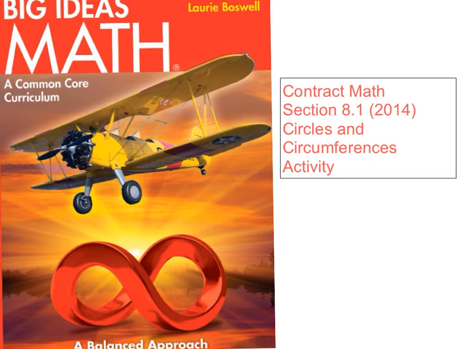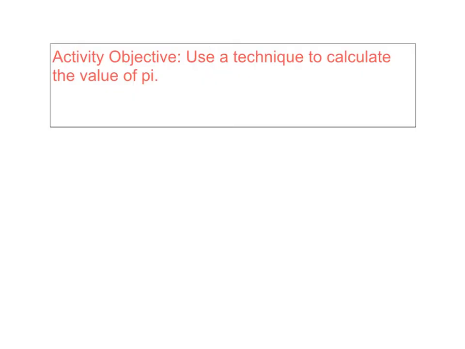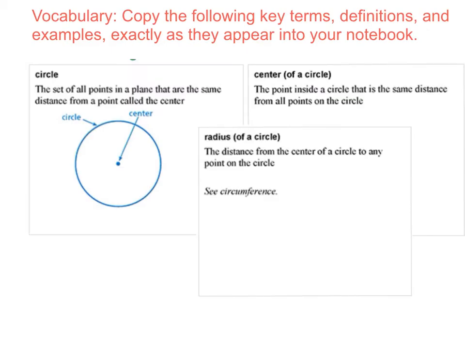Pause while you write Section 8.1, 2014 edition activity in your math notebook. Pause again while you write today's activity objective in your math notebook. Today's objective is use a technique to calculate the value of pi. There's a lot of vocabulary today, so beware. But start with these 3 vocabulary words.